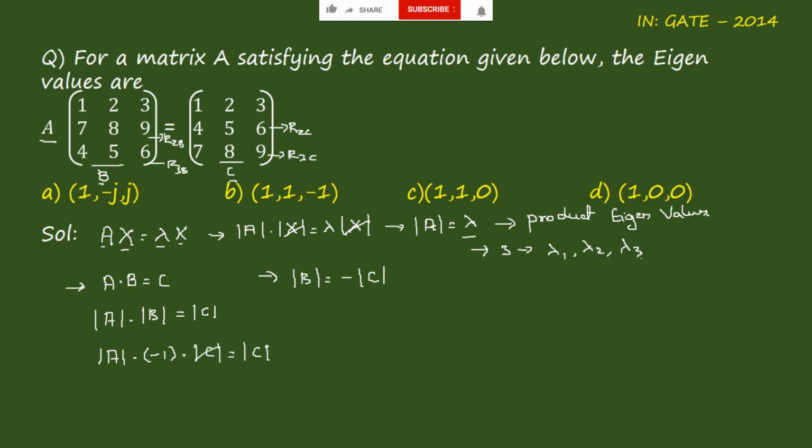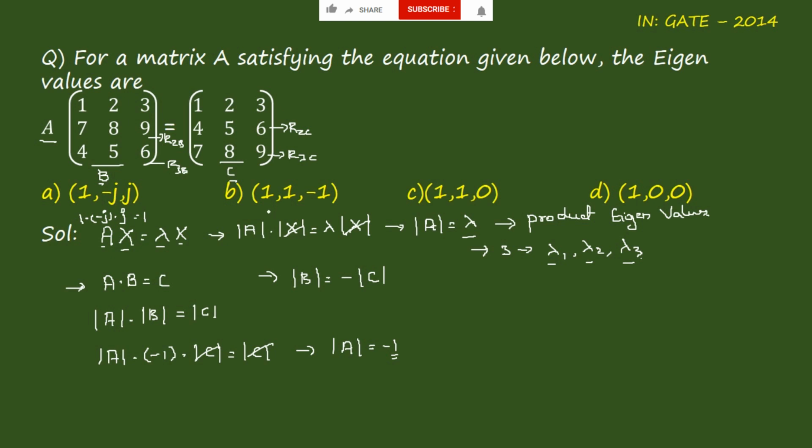Now these determinants are scalar values, so they get cancelled. So we can say that determinant of matrix A is equal to minus 1, right? So we can say that the product of the eigenvalues lambda 1, lambda 2 and lambda 3 is nothing but minus 1. So we'll be checking the options. It is given as 1 into minus j into j, right? j into j minus 1, minus 1 into minus plus into 1. So it is equal to 1.